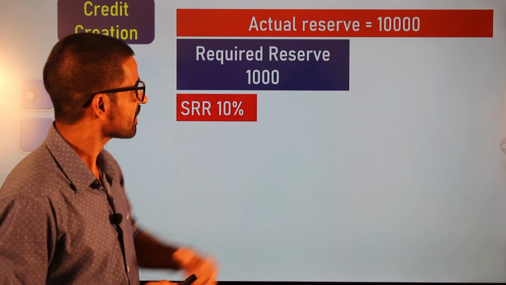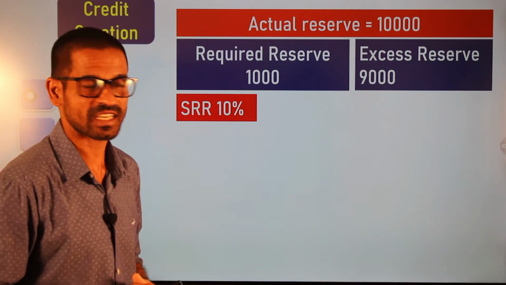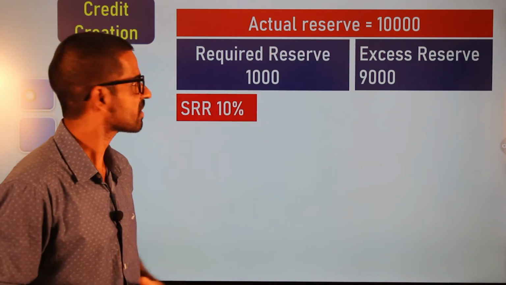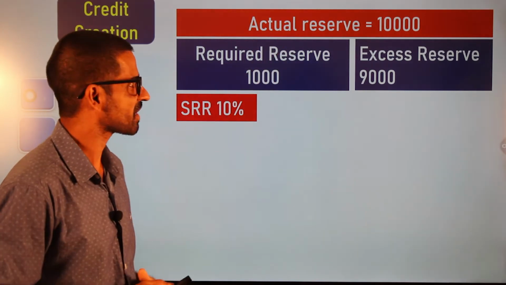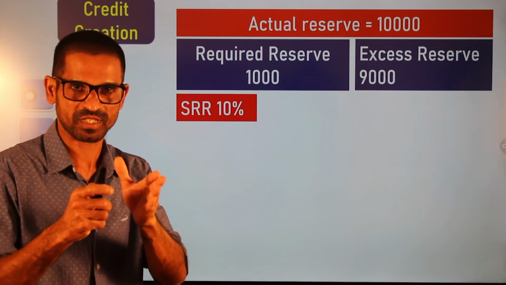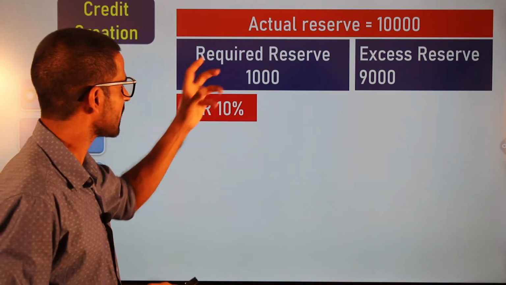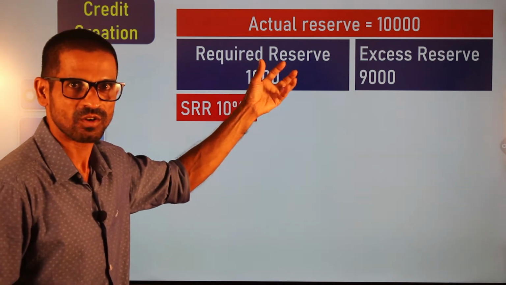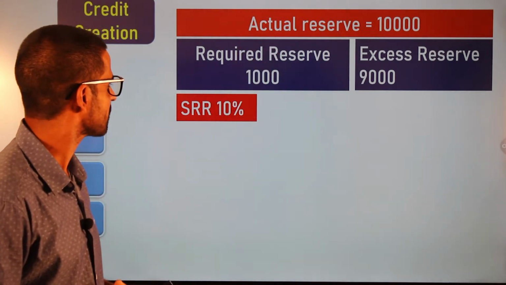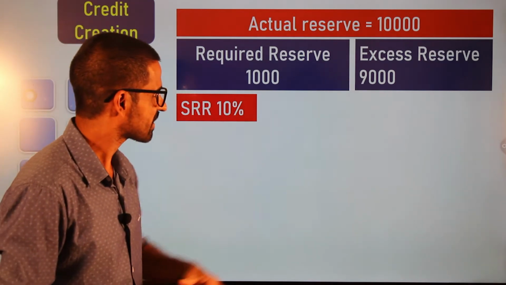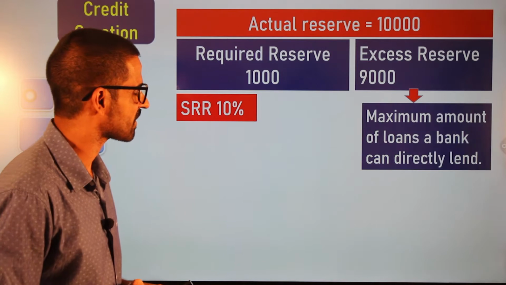Then what is the excess reserve? Excess reserve is 9,000. 10,000 minus 1,000. Actual reserve minus required reserve. That is the equation for excess reserve. Excess reserve equals actual reserve minus required reserve. This is a legal requirement for the withdrawal purpose of the customers. Okay. So then this excess, what will the bank do with this excess reserve?